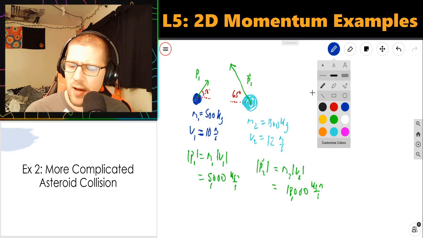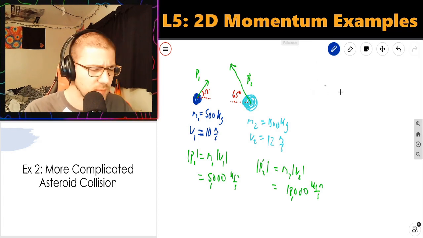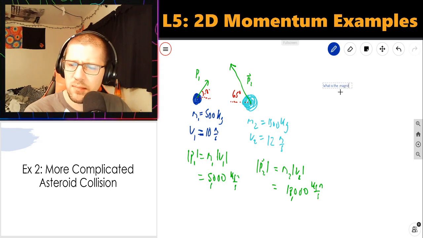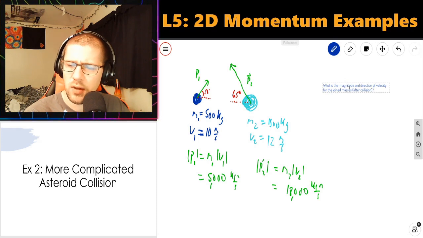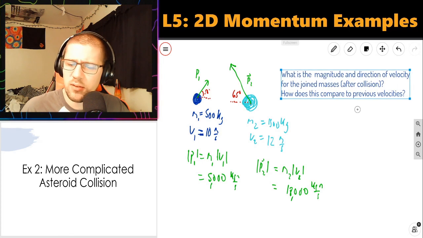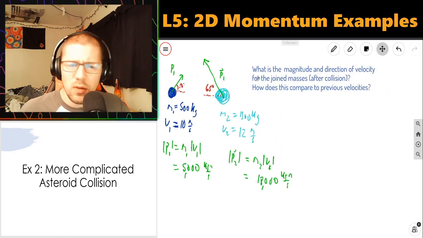So let's codify my question. My question is, what is the magnitude and direction of velocity for the joined masses after collision? Can I spell collision? 2 L's, 1 S. There we go. How does this compare to previous velocities? All right, sweet. Okay, let's do it.